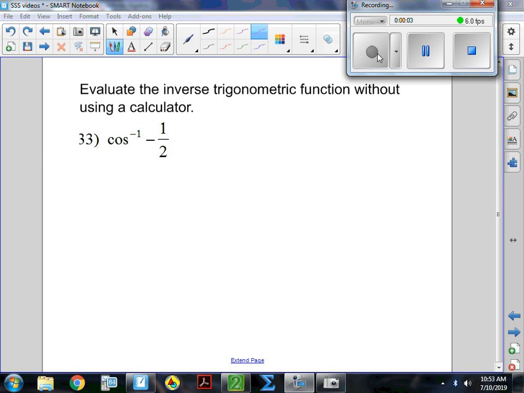Okay, number 33, evaluate the inverse cosine of negative 1/2. Again, this means if the cosine of theta is equal to negative 1/2, then what is theta?